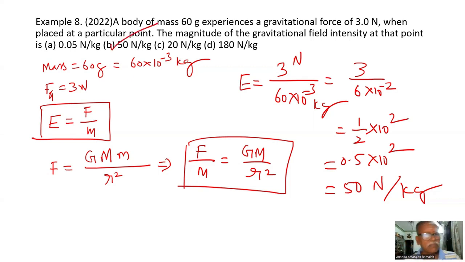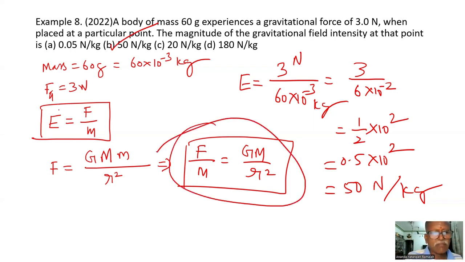Shall I move to the next sum? This may be useful in some other sum. Here E equal to F by m. Field intensity equal to force divided by mass, that is, gravitational force divided by mass.